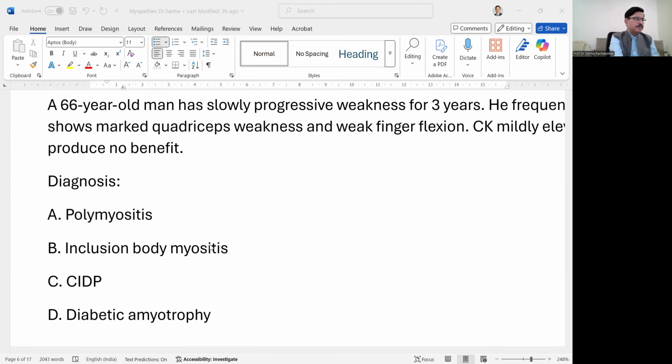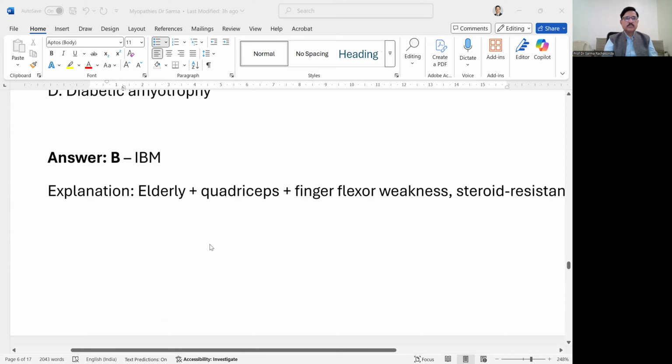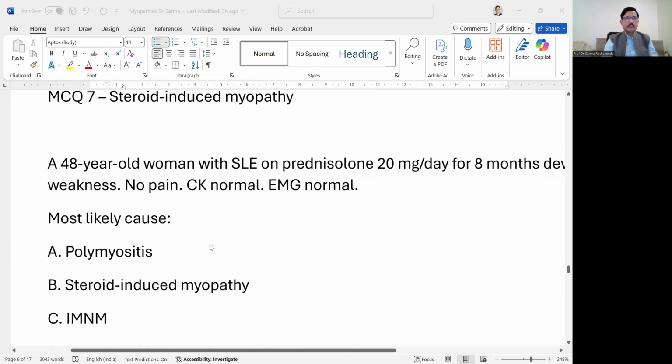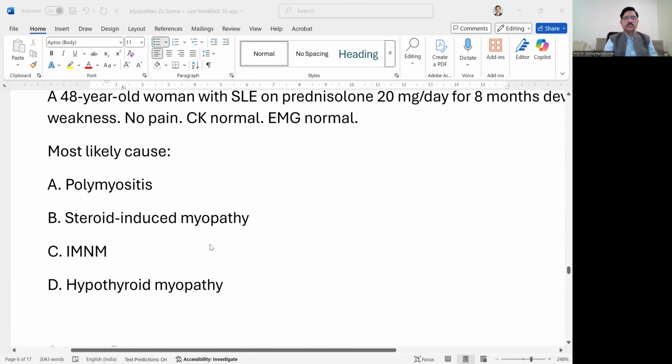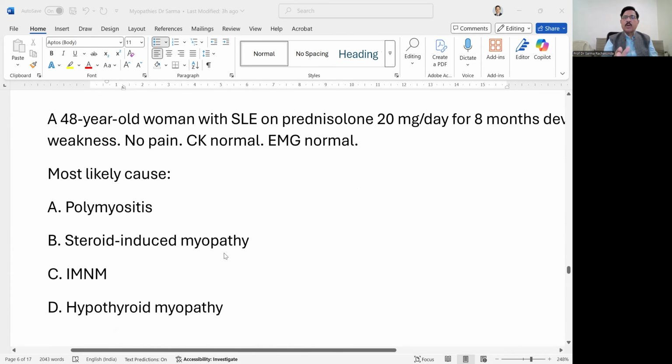Now you see. No pain, normal. The patient is using a strong dose of prednisolone, 20 milligrams every day for her SLE, and she developed muscle weakness. Such a weakness is called toxic steroid myopathy.